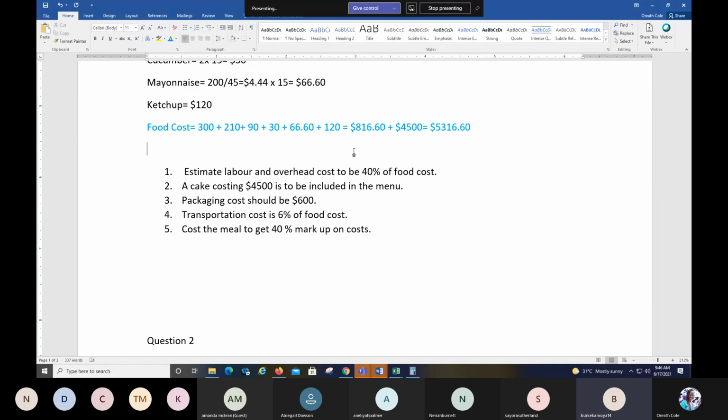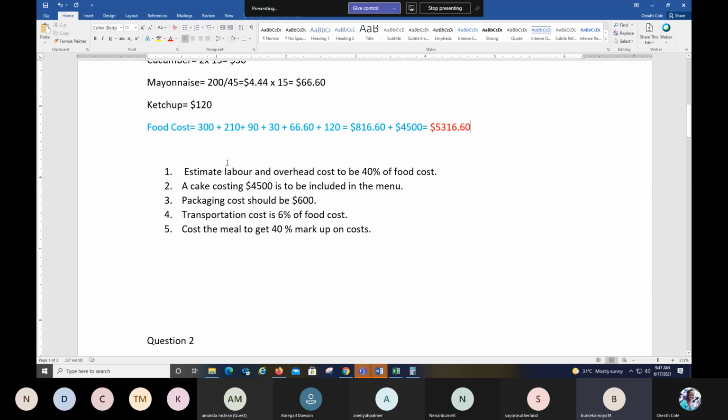So the next thing we're going to be calculating is what? Package cost. No, we don't reach packaging yet. Miss, the transportation costs come out of the food cost, so we're going to take out the 40 and then take out the 6%. Okay, yes, but here what is happening? It's a food cost. So this is the food cost amount, right? 5,300 and so on. So that is our food cost.